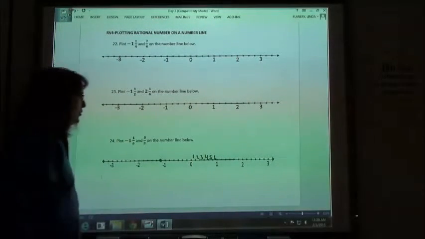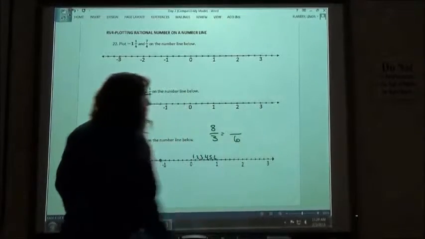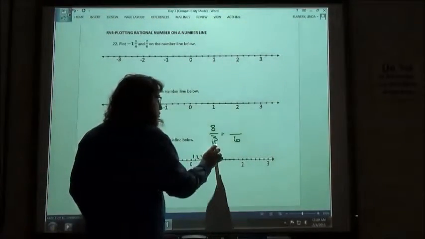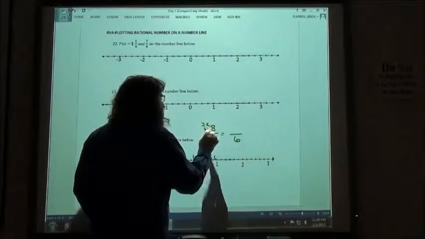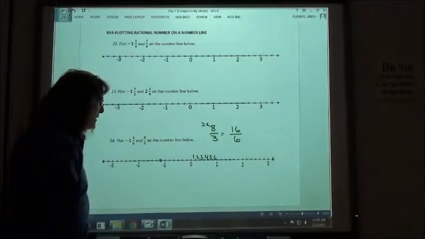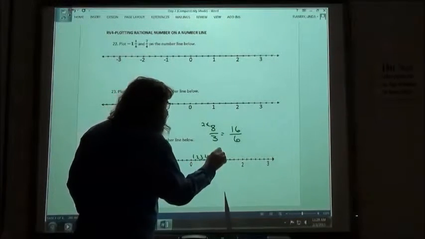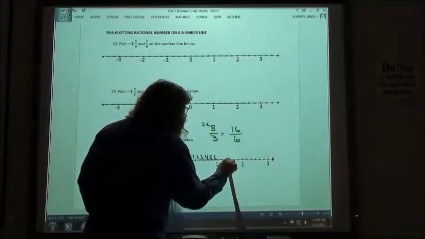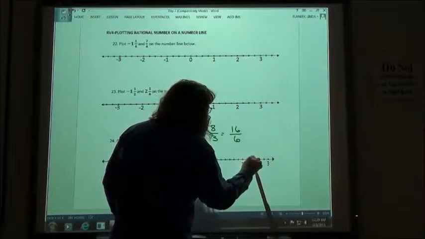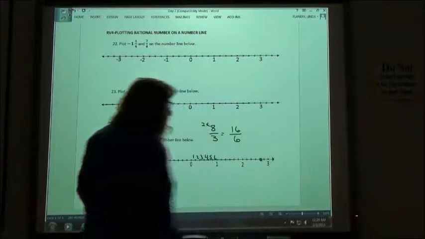My 8/3. 8/3, we want to have a denominator of 6. So we're going to make our equivalent fraction. 3 goes into 6 2 times. 2 times 8 is 16. So I could count 16 places. 1/6, 2/6, 3/6, 4/6, 5/6, 6/6, 7, 8, 9, 10, 11, 12, 13, 14, 15, 16. Way over here.